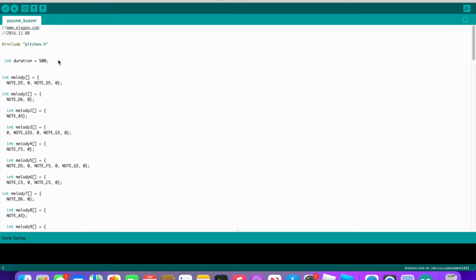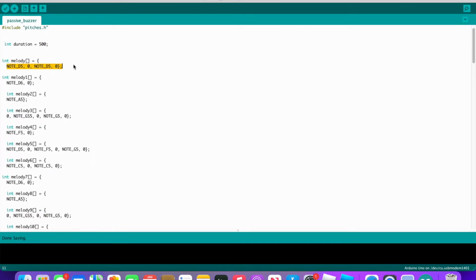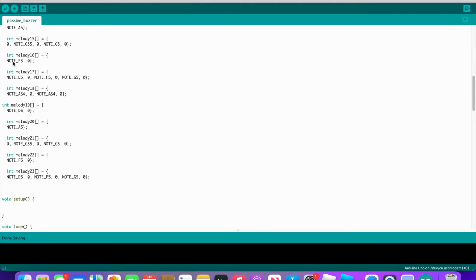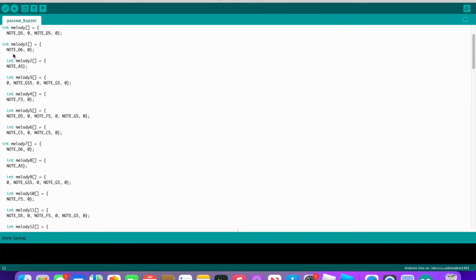Here's my passive buzzer. So this is just the duration of my notes. You're going to include pitches, but that's a whole other section we'll be talking about. When it's talking about initial duration, it's talking about your notes. So I chose a song called Megalovania.